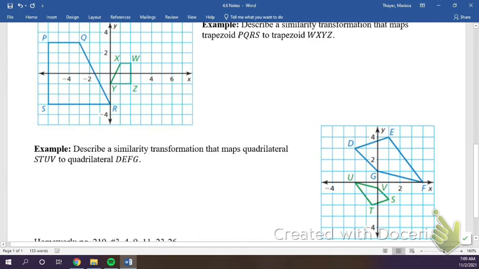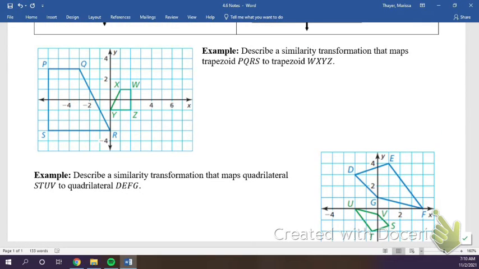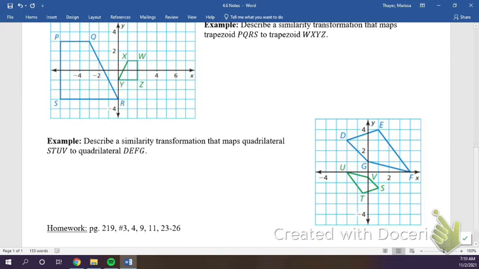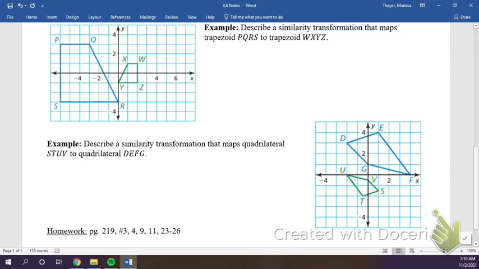All right. Down below we've got a couple of examples. We're supposed to describe the transformation. So it says, describe a similarity transformation that maps the trapezoid to the other trapezoid. So it can be doing more than one transformation.